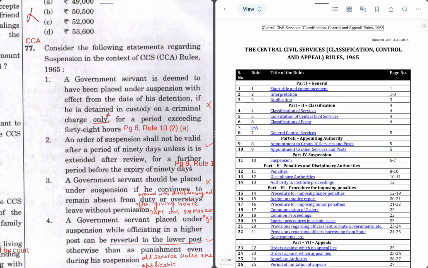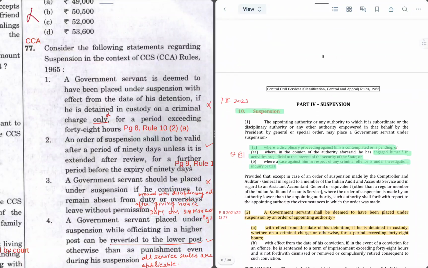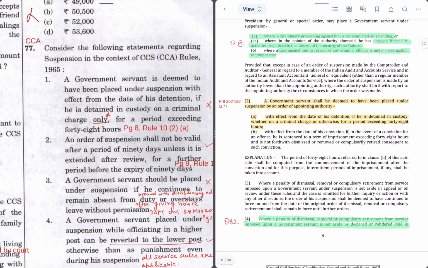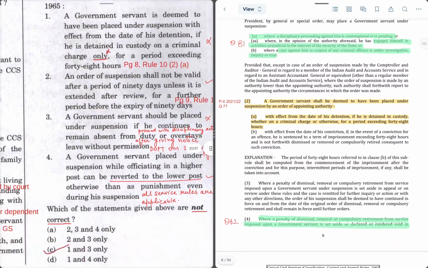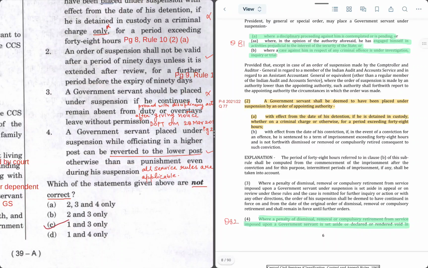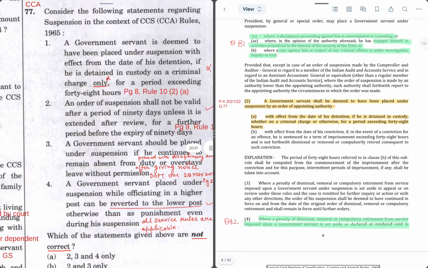It's on CCA rules. Consider the following statements regarding suspension in the context of CCA rules 1965. Statement 1 says a government servant is deemed to have been placed under suspension with effect from the date of his detention if he is detained in custody on a criminal charge only for a period exceeding 48 hours. Now for this we'll go to page number 8 of CCA rules. Deemed suspension is not only in the case of a criminal charge; other reasons may also be there. Hence, due to the word "only", this statement is incorrect. In the question we are asking for the options which are not correct. So statement 1 is incorrect.